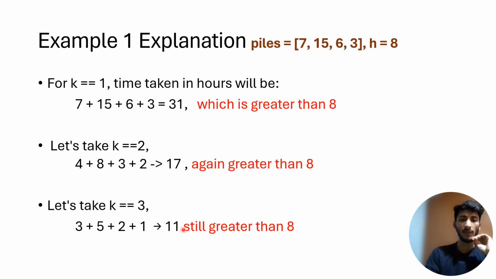If we sum them up, we're going to get 11. Again, it is a value greater than 8, so that means that it is not a feasible solution for me right now, right? But see, as we are increasing the banana eating speed, the number of hours is coming down. So that tells me that as and when I increase further, the number of hours is going to get down. So we'll keep doing that, right?